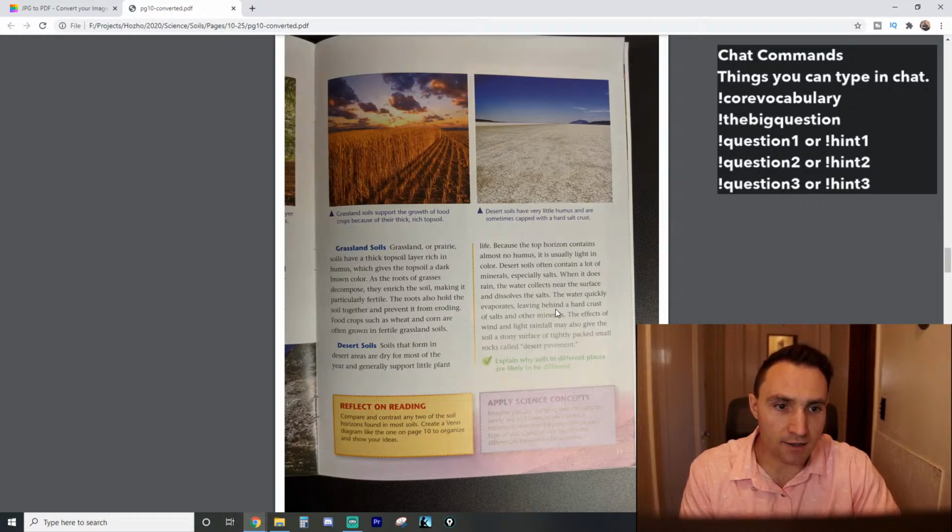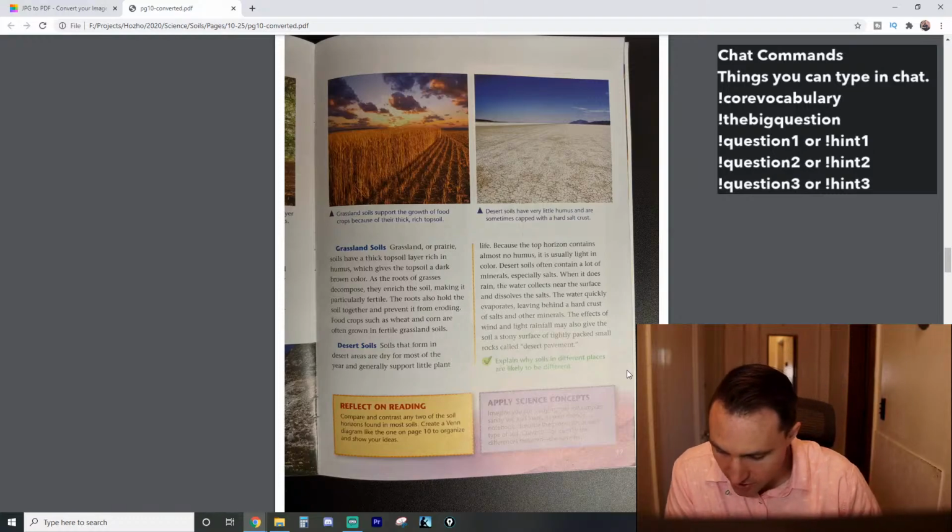Desert soils often contain a lot of minerals, especially salts. When it does rain, the water collects near the surface and dissolves the salts. The water quickly evaporates, leaving behind a hard crust of salts and other minerals. The effects of wind and light rainfall may also give the soil a stony surface of tightly packed small rocks called desert pavement. Alrighty.